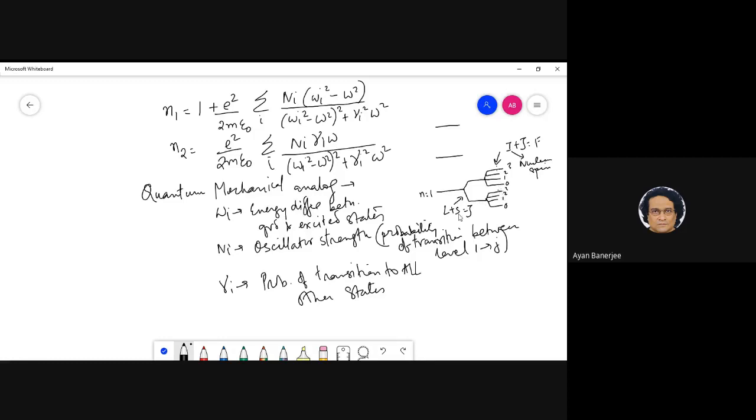So if gamma is very small, then you have an extremely sharp peak for the transition probability, and if it's a large gamma, you have a very spread out transition probability. This is a large gamma. So essentially, this is some kind of transition probability.